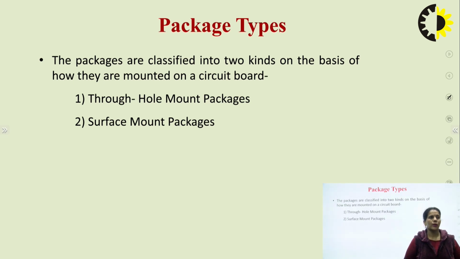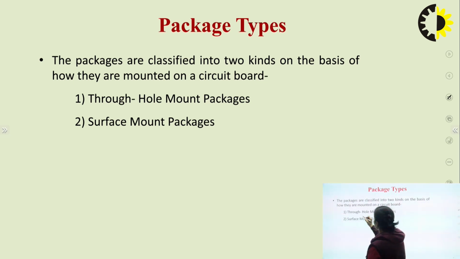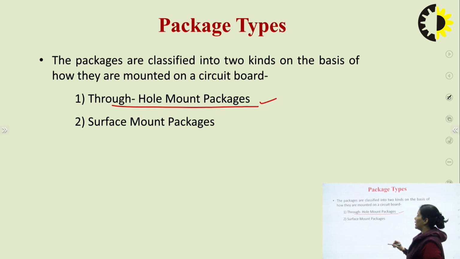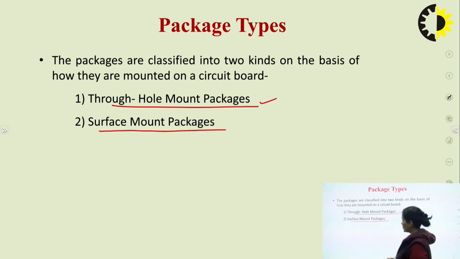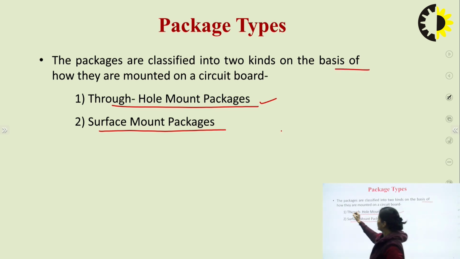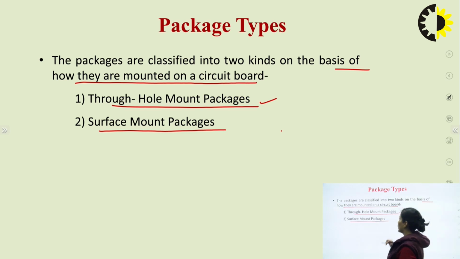Considering these three critical parameters, we can divide our package types into two types, that is through hole mount packages and surface mount packages. These two kinds are divided on the basis of how the ICs are mounted on the circuit board. So based on the way the particular ICs are placed on the circuit board, we can categorize the package types into two types, that is through hole mount package and surface mount package. We will look into these packages one by one.